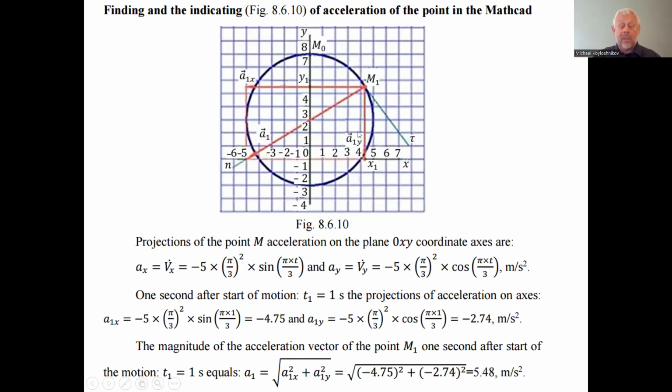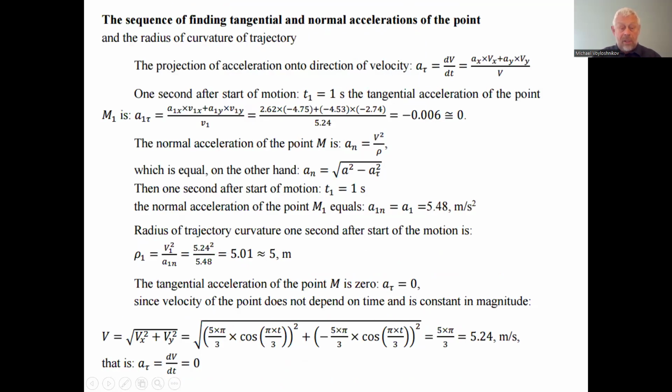This is the component of the acceleration on the abscissa axis, minus 4.75. This is the component of the acceleration on the ordinate axis, minus 2.74. The magnitude of the acceleration we can find as the square root of the sum of the squares of the components, by the Pythagorean theorem: 5.84. Next, the projection of acceleration onto the velocity.